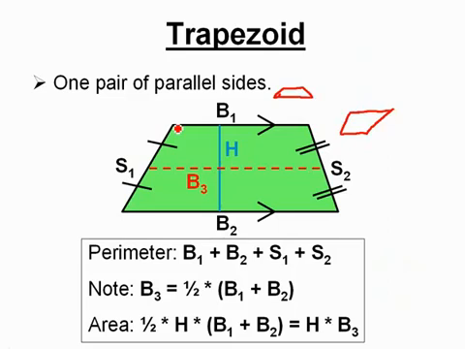I got you. Okay, so keeping that in mind, here's what we know: the perimeter is simply that you add up the sides and the top and the bottom. Very simple. You'll almost never find an occasion where you need to use the perimeter of a trapezoid. There's nothing overly special about it. There is something special about B3, however. B3 is equal to 1/2 of B1 plus B2.